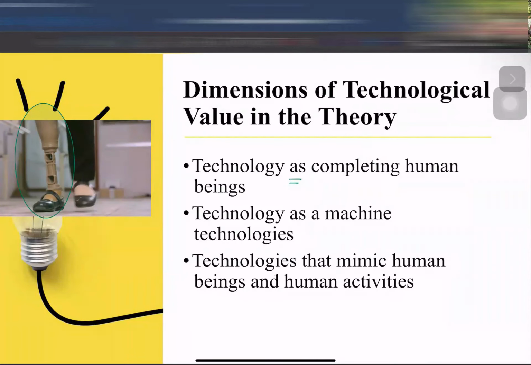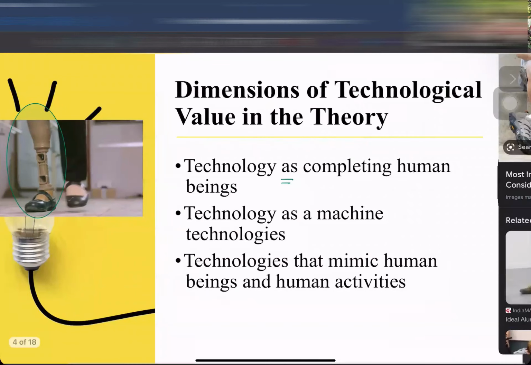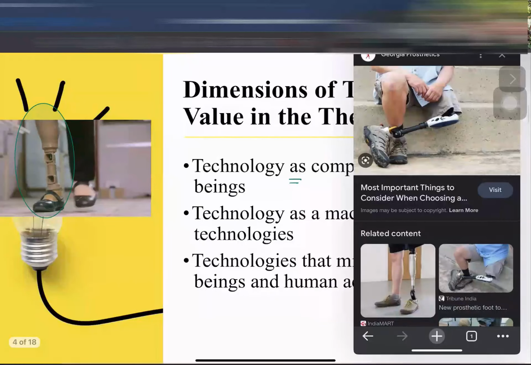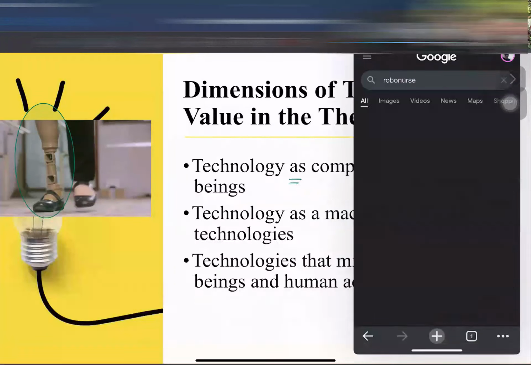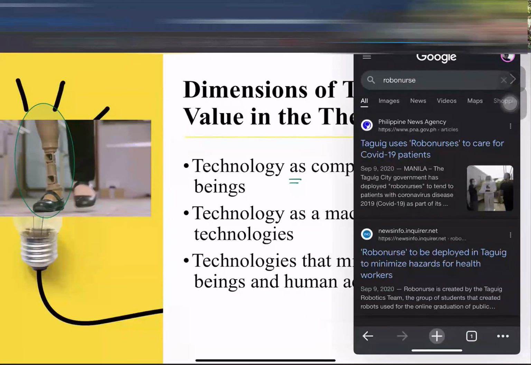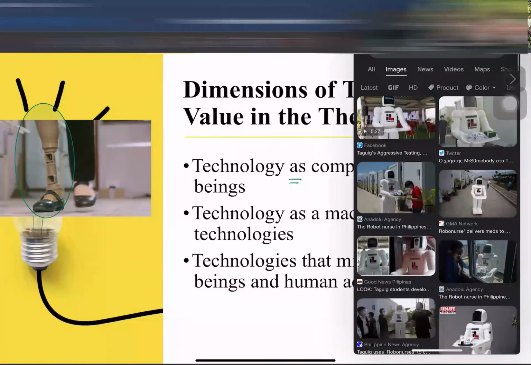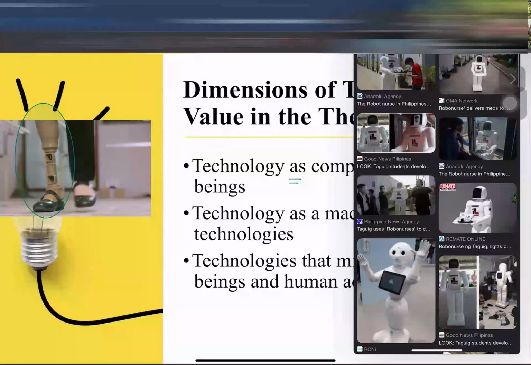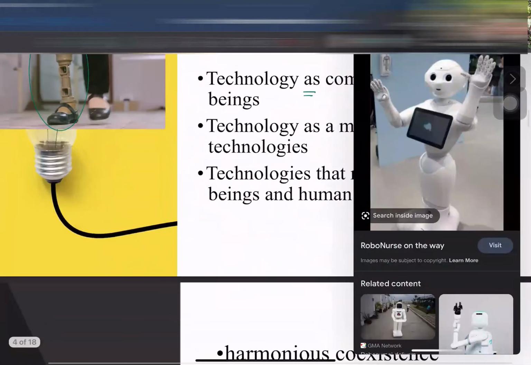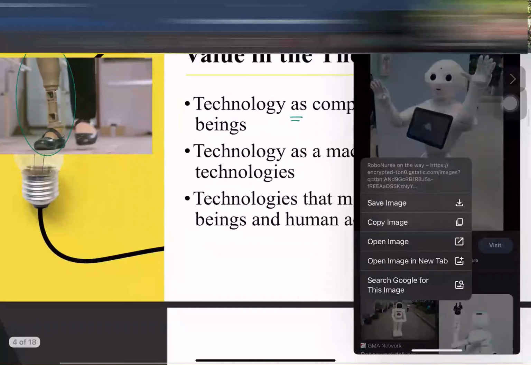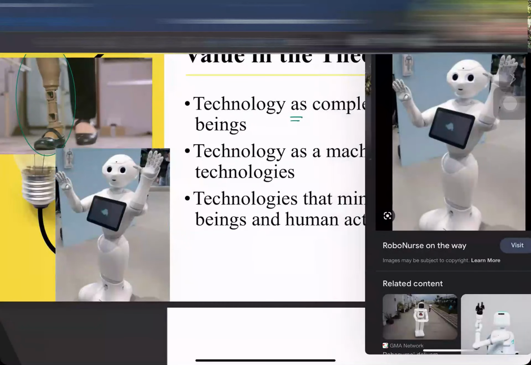Then the third point there, class, is technologies that mimic human beings and human activities. So example of those technologies, class, are your robotic nurses, no? So you have your robotic nurses as an example. So class, robo nurse, no? Actually, robo nurses, no, like this one, if I'm not mistaken, this is Pepper, whom we met in Japan. But anyway, there are many versions already of Pepper as of present.